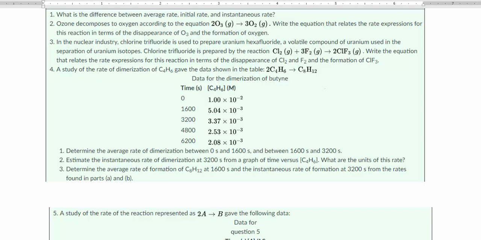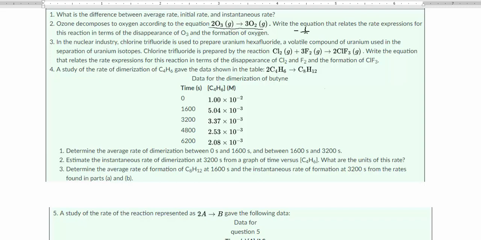2. Ozone decomposes to oxygen according to this equation here. So we're asked to write the equation that relates the expressions for the reaction in terms of disappearance of ozone and the formation of oxygen. Well, when we're looking at the reactants, we'll put a negative sign because that's the convention for disappearance.